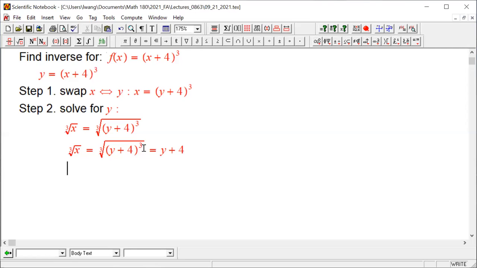So in the end, y is equals to cubic root of x minus 4. So if this is f inverse, is this guy.